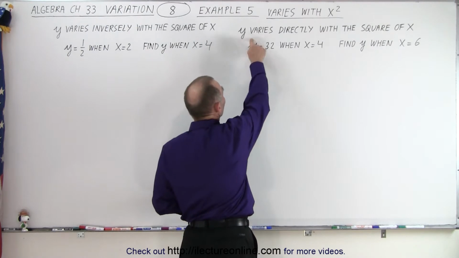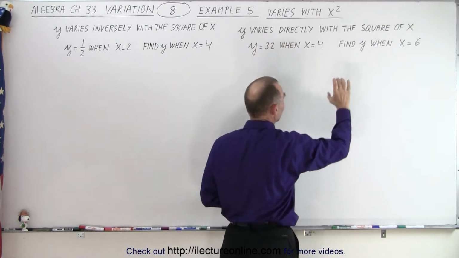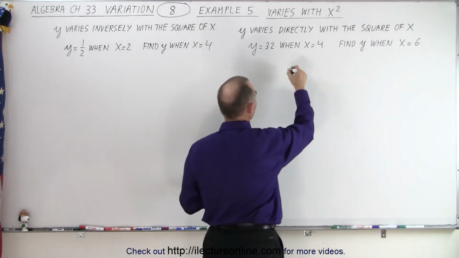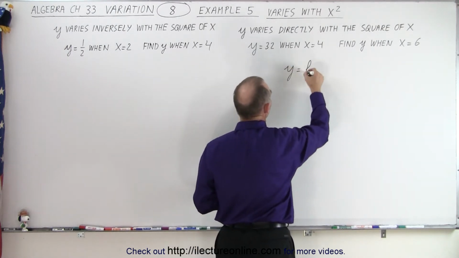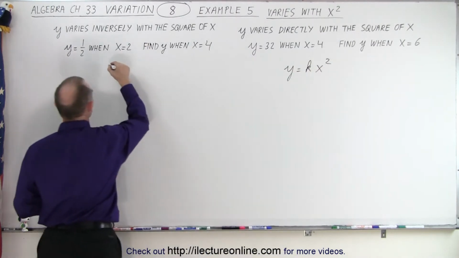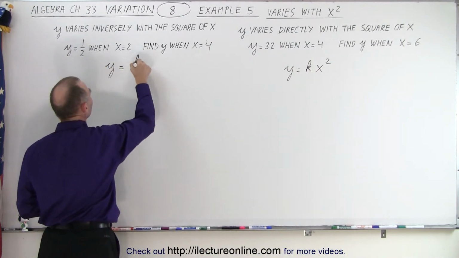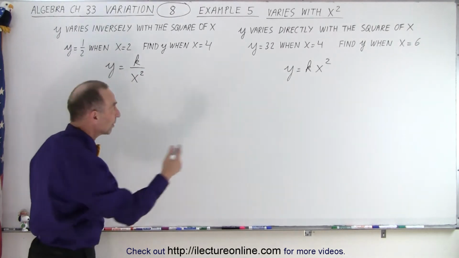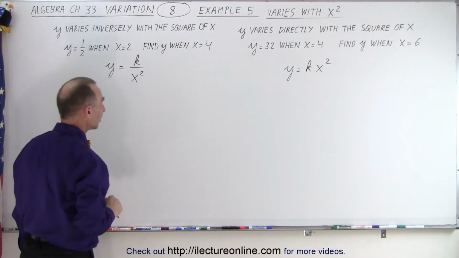It says that y varies directly. That means that x needs to be in the numerator as the square of x. So the equation has to look like this: y equals k times x squared. Over here, since it's inversely, we'll end up with y equals k divided by x squared. So that's the difference between direct variation and inverse variation.